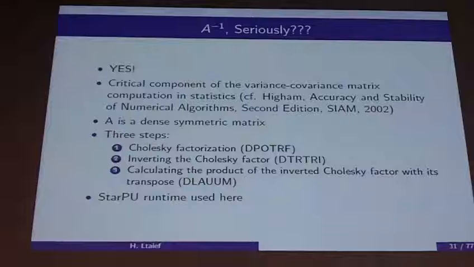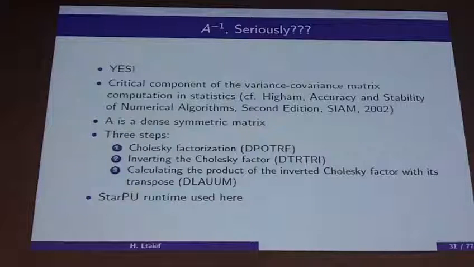To get the inverse of the matrix, there are three steps. You compute the Cholesky factorization of the current matrix. You invert the Cholesky factor, and you do a product of this inverted Cholesky factor to get the final inverse of the matrix. Okay. So there are three steps. They are all really compute intensive.